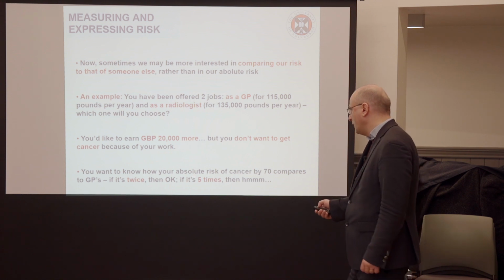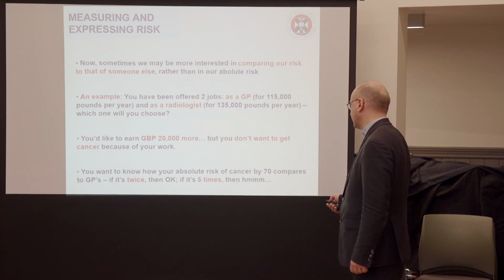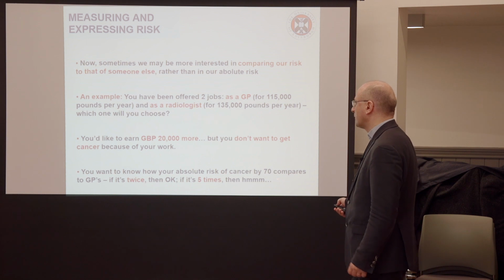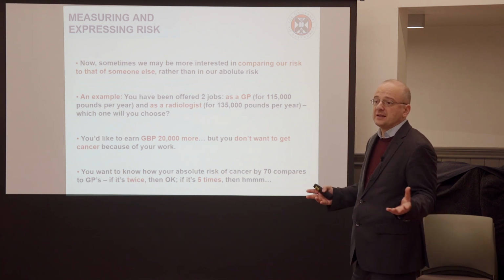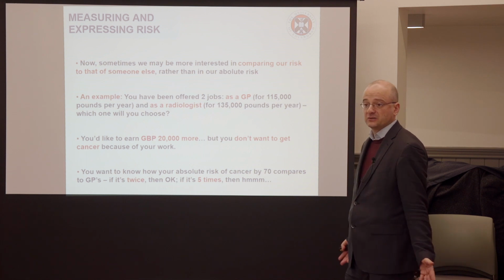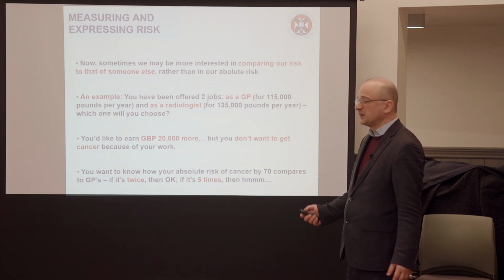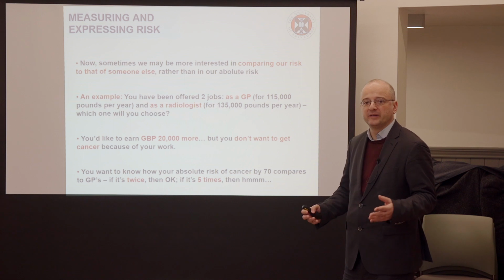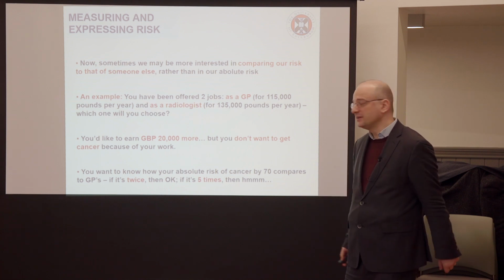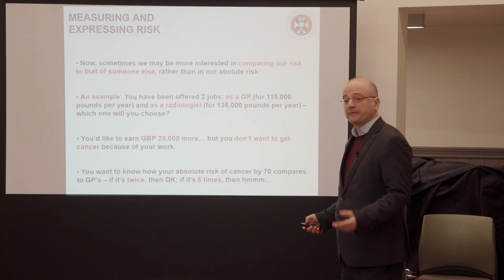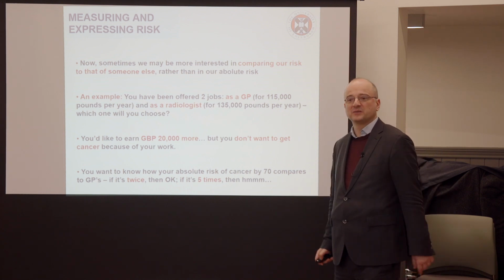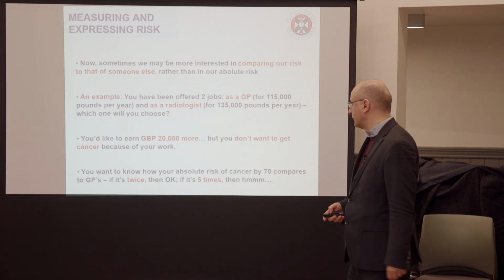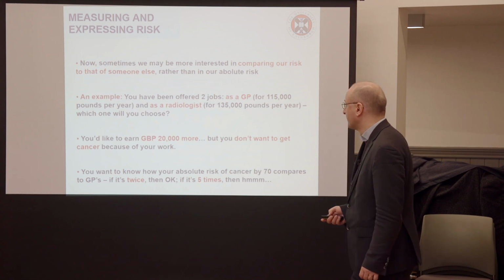So you want to know how your absolute risk of cancer by the age of 70, say, compares to that of general practitioners. If you have 2 times greater risk than a general practitioner to get cancer, but you make 20,000 pounds more every year, maybe then that's going to sound like an acceptable thing. But if you have 5 times greater risk than a GP, is that then acceptable for 20,000 pounds a year? Well, everyone's different, I don't know, but maybe.